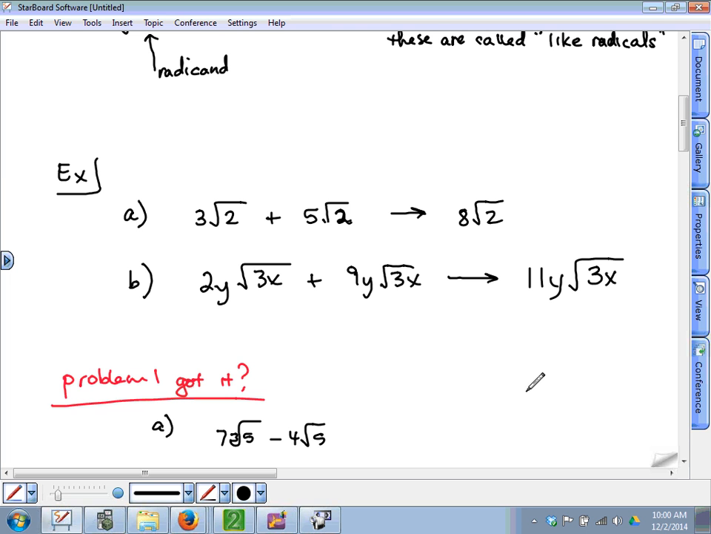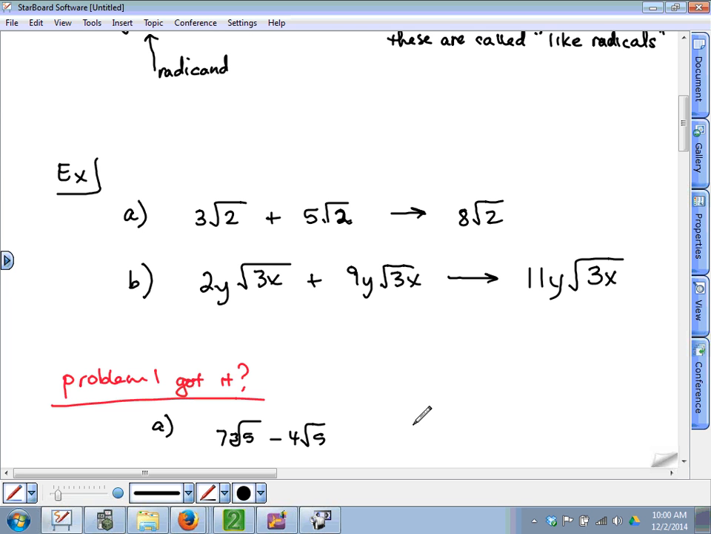Seven times the cube root of 5 minus 4 times the square root of 5. That one can't be done? They have the same radicand. They're both 5 underneath, but it's not the same index. This is a cube root, square root. That problem is as simplified as it can be. There's nothing you can do with that one. What a dumb question.